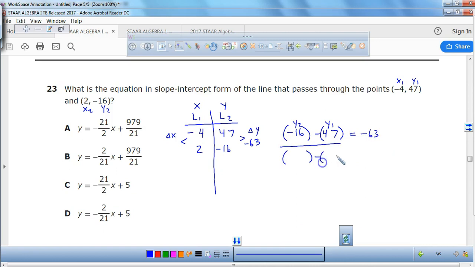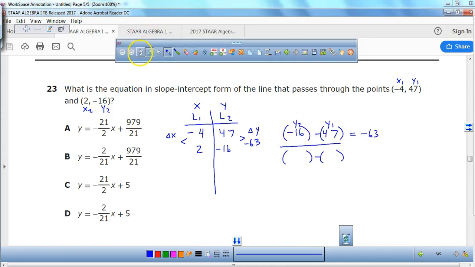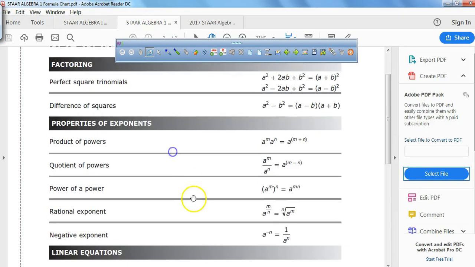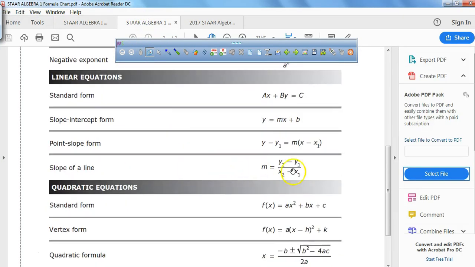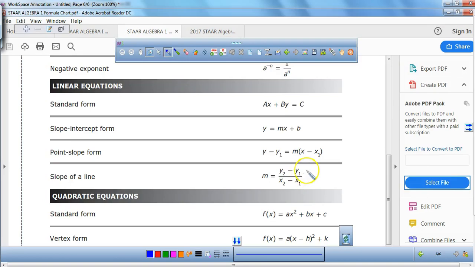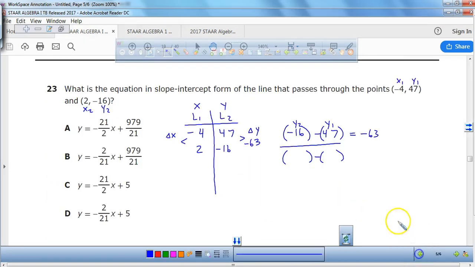And let's do the slope formula. You guys have probably seen this before. I'll go over here, see if I can look at it real quick, show you which one I'm talking about. Okay. There's your slope formula, slope of a line. So we're just using this formula real quick. And over here we have our x2, which is 2, and our x1, which is -4. And that becomes a 2 plus a 4, which becomes a 6. So there's our slope, -63 over 6.